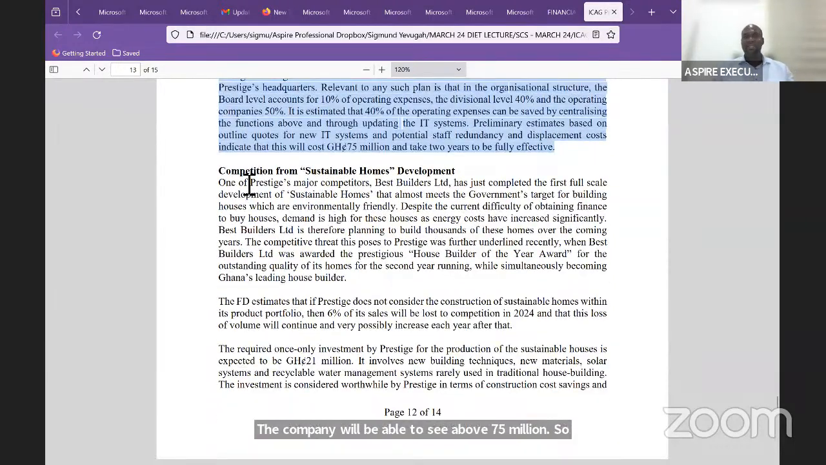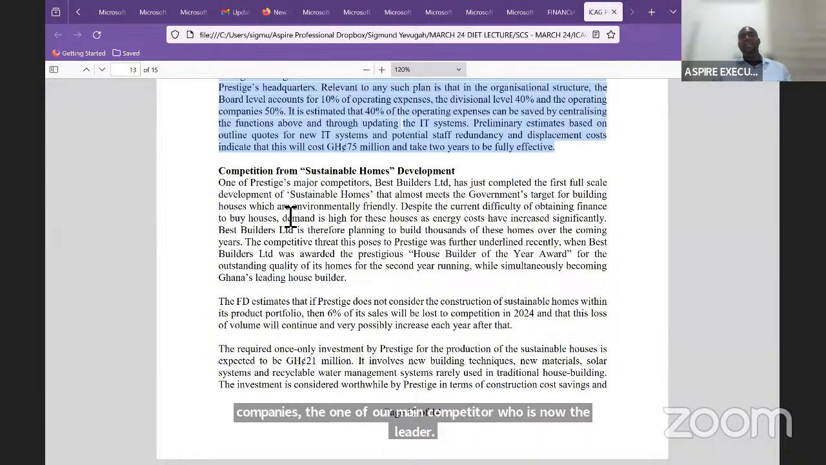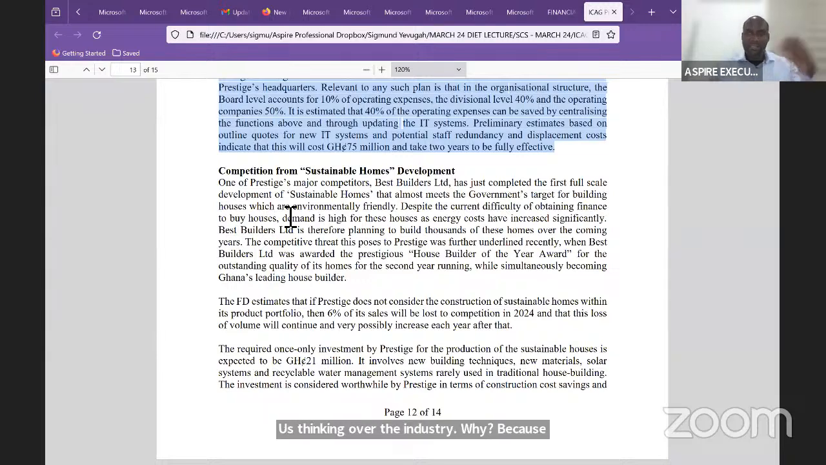Then competition from sustainable homes. As we have been told, one of our main competitors, who is now the leader, has taken over the industry. Why? Because they are building sustainable homes. And it's a governmental agenda. And they've received the award as the house builder of the year. And why? They are following sustainable homes. They are building sustainable homes. And the finance director estimates that the way they are going, we may suffer about 6% reduction in our sales exactly for 2024, and that may even be very serious going into the future.